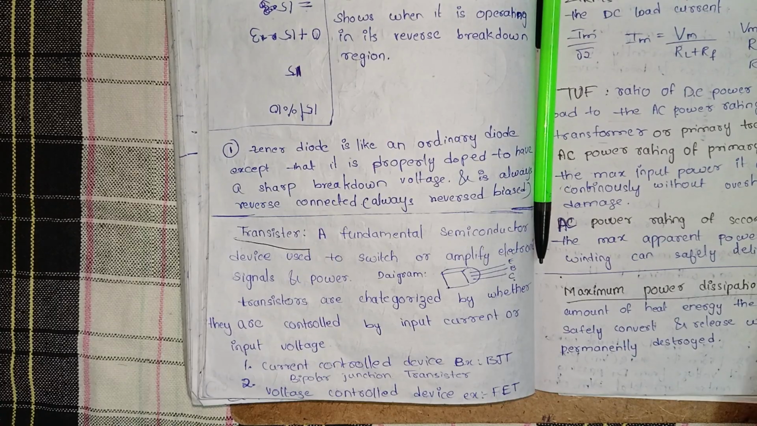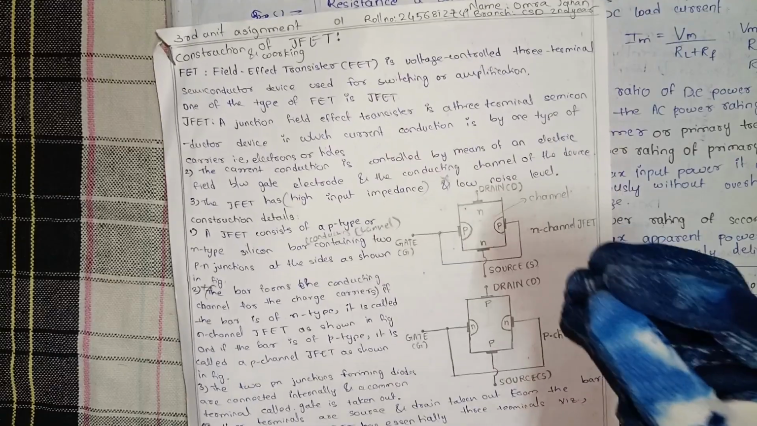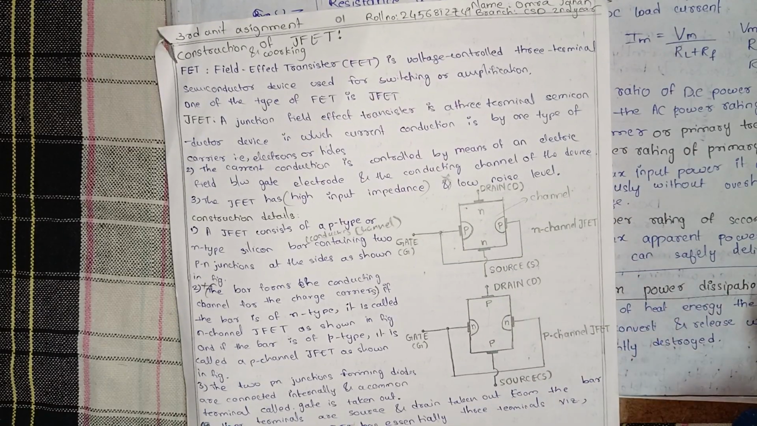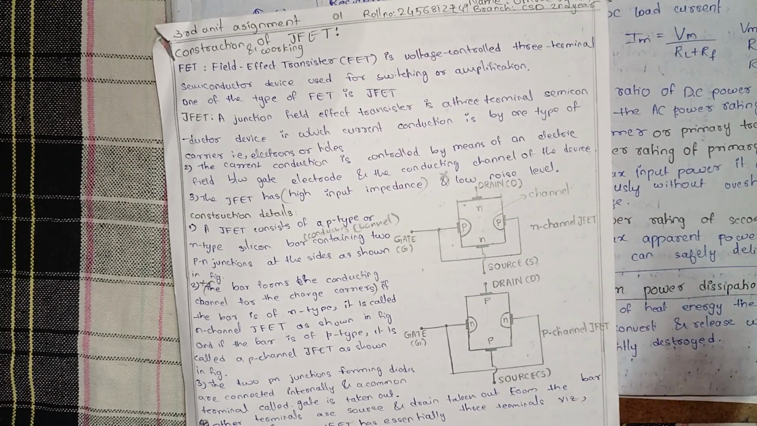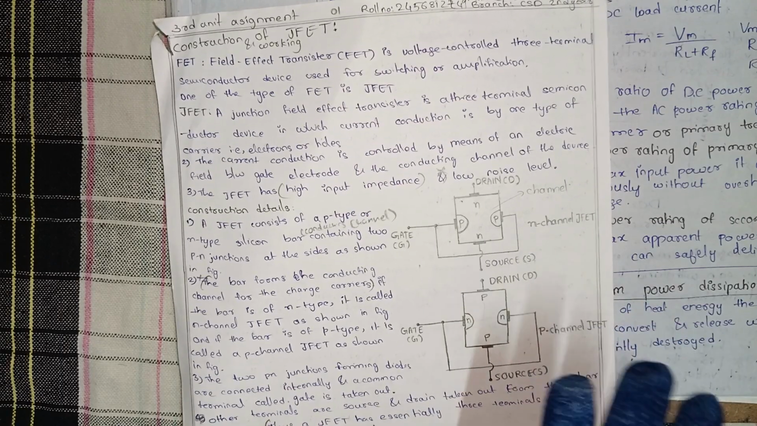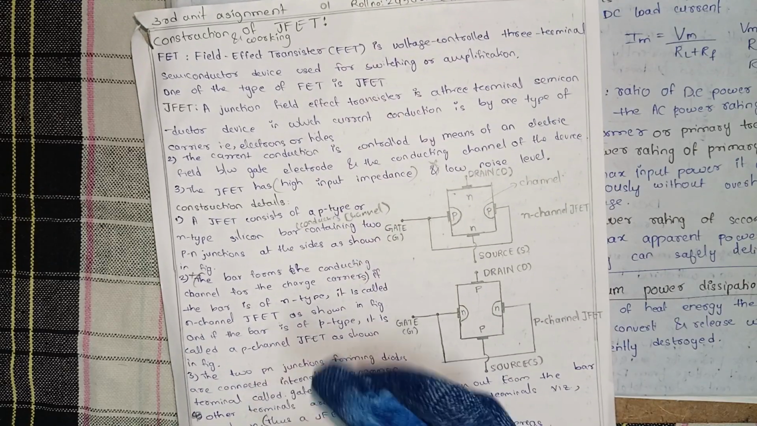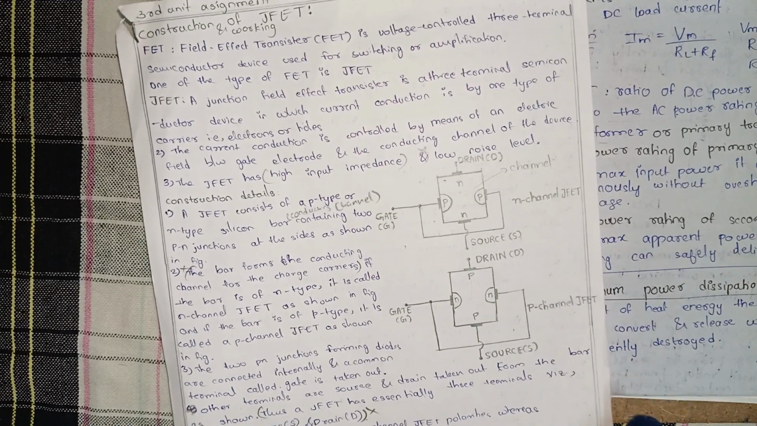Next we will see what is FET. A field effect transistor is a voltage controlled three terminal semiconductor device used for switching or amplification. One type of FET is JFET, and another type of FET is MOSFET.